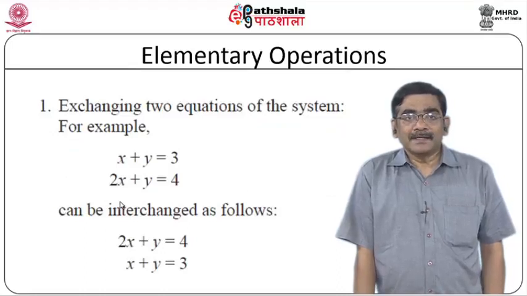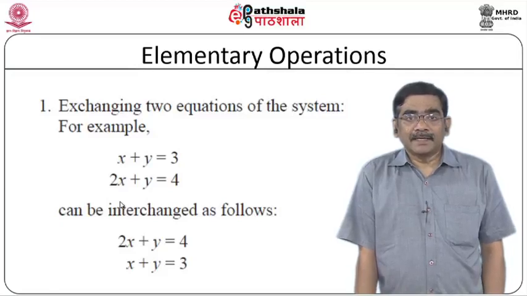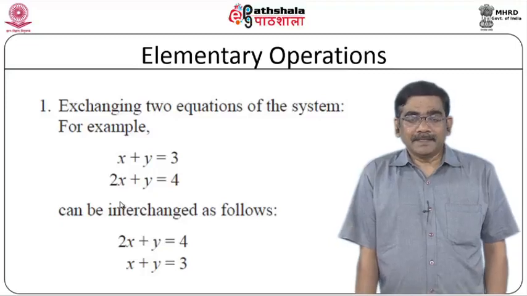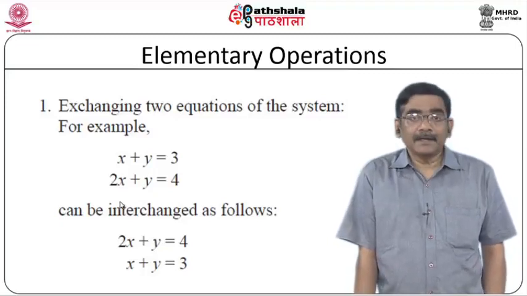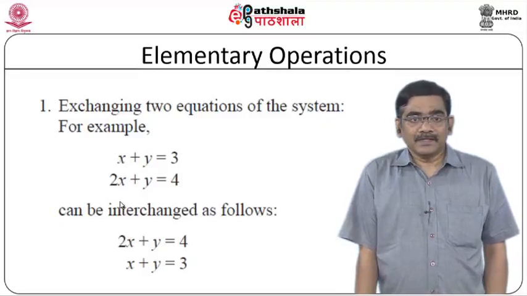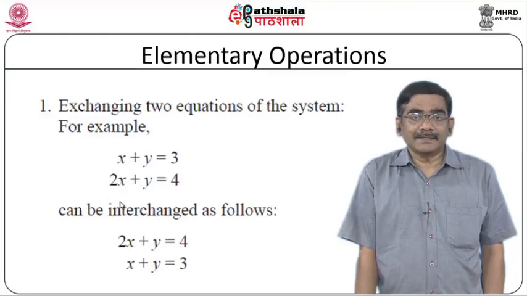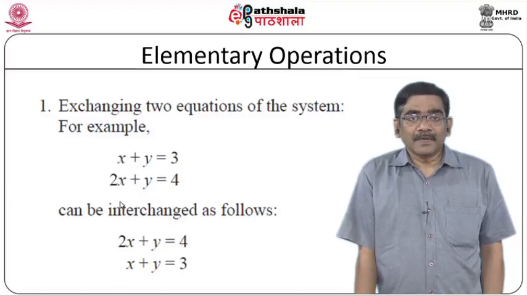For this, we have to do some manipulations. These manipulations are called elementary operations. The elementary operations involved in Gaussian elimination are like this. The first operation is called the exchanging operation, where if we have two equations like x plus y equal to 3 and 2x plus y equal to 4, then we can interchange these two equations like this. Exchanging equations is necessary to avoid zero coefficients and coefficients of very small value.